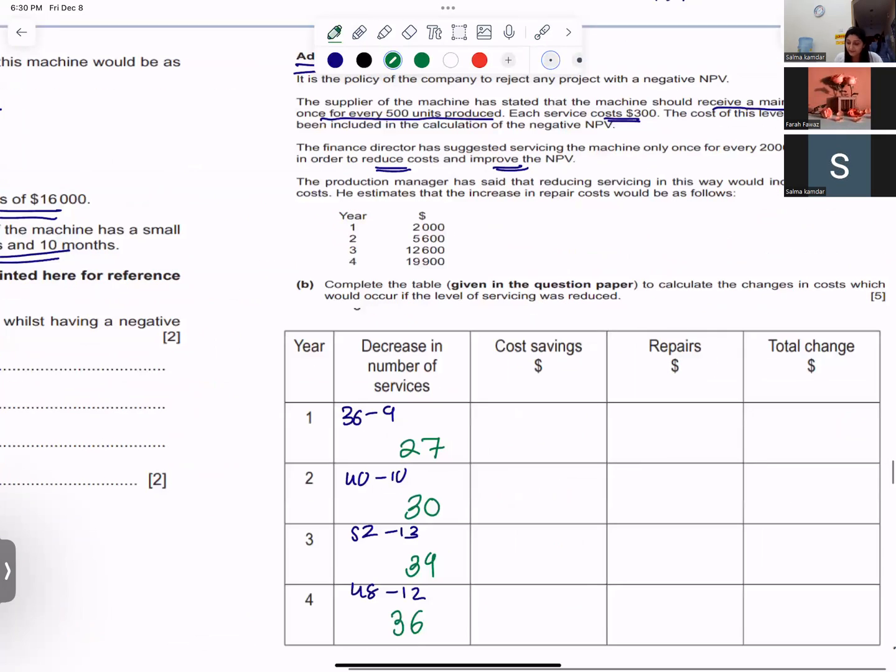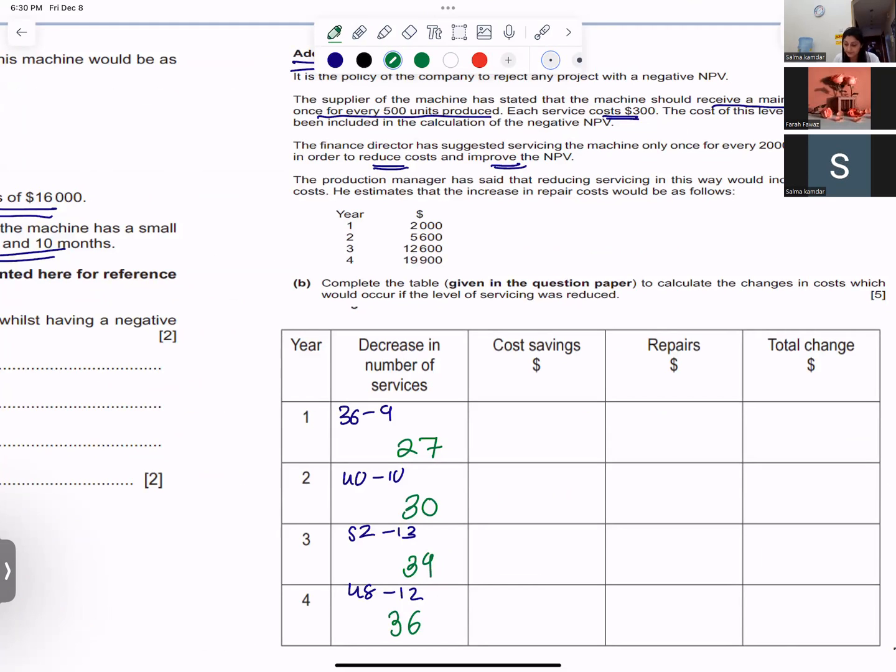Yes. Per service cost will become how much? 300. So what is the cost saving that you're doing? What you reduced multiplied by 300. So this is the cost saving that you're doing. Are you with me? Yes. You are going to save this much, but you're going to incur repair costs. So your cost savings will reduce by that much amount.